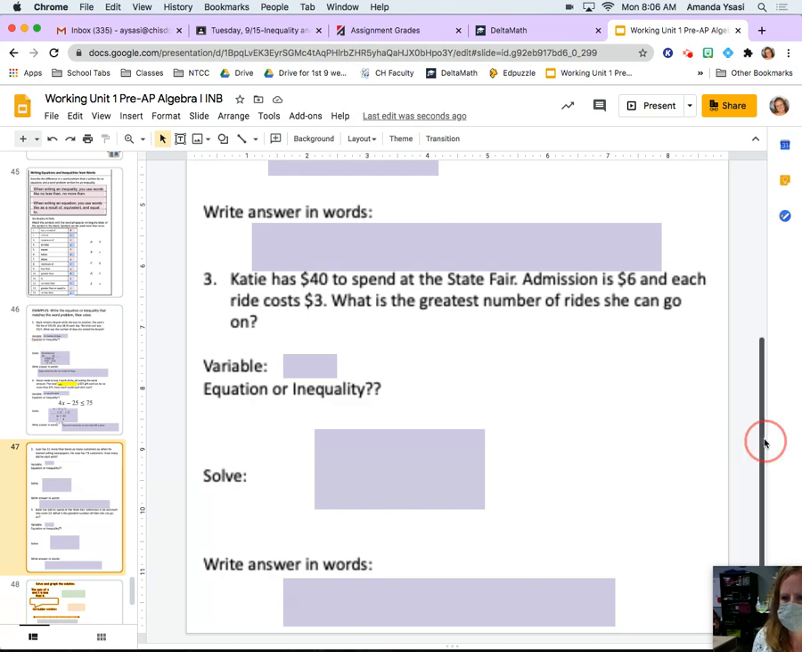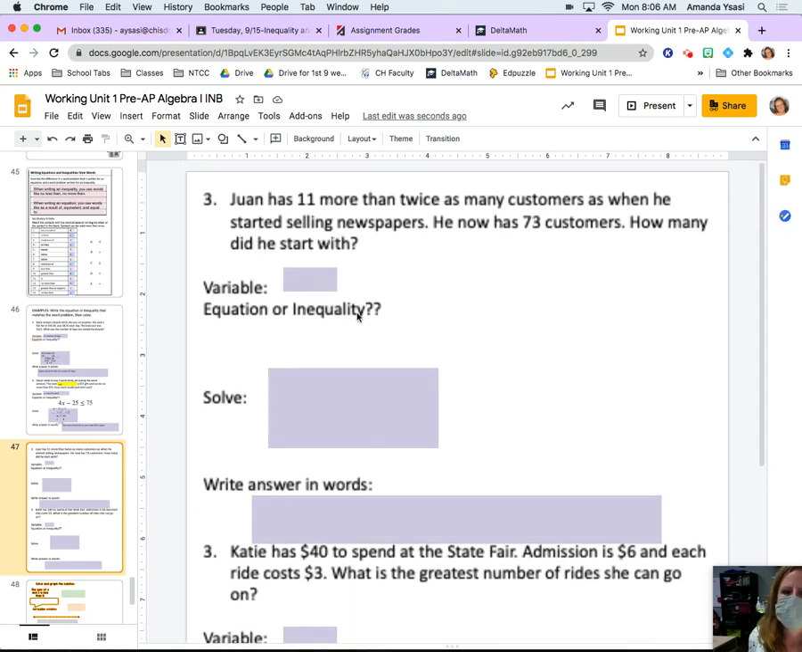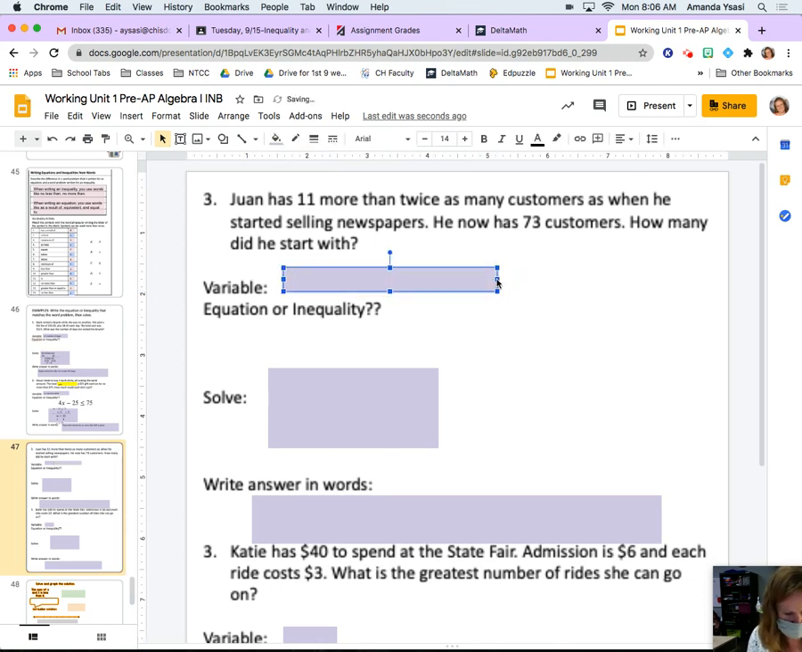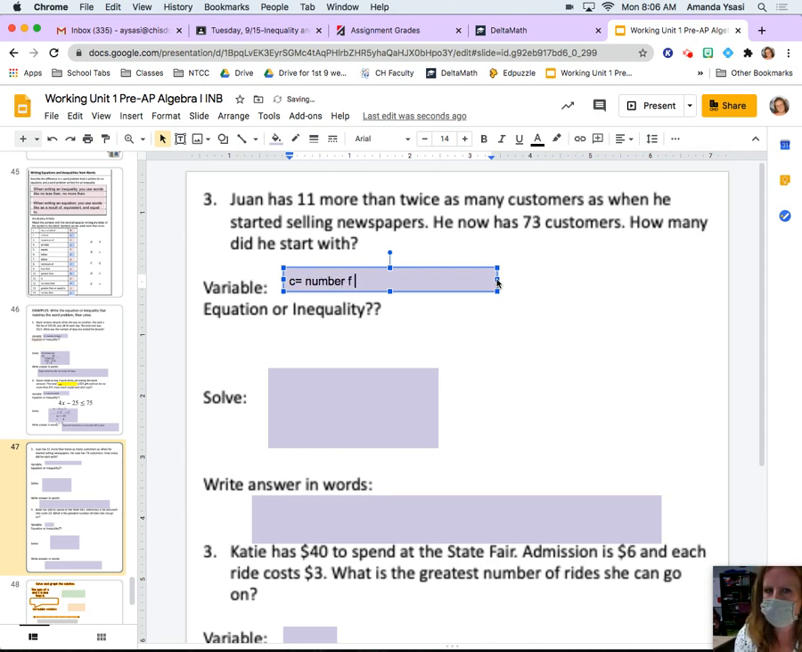Okay, the next one. Juan has 11 more than twice as many customers as when he started selling newspapers. He now has 73 customers. How many did he start with? What would be our variable? C for number of customers.